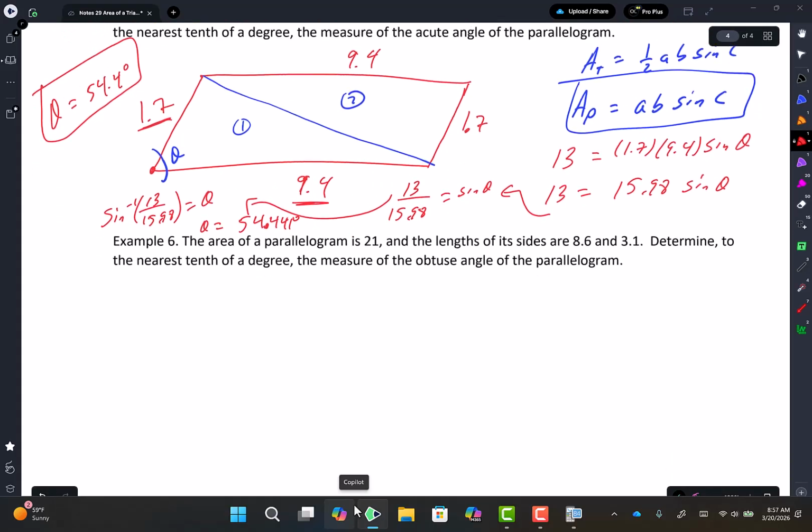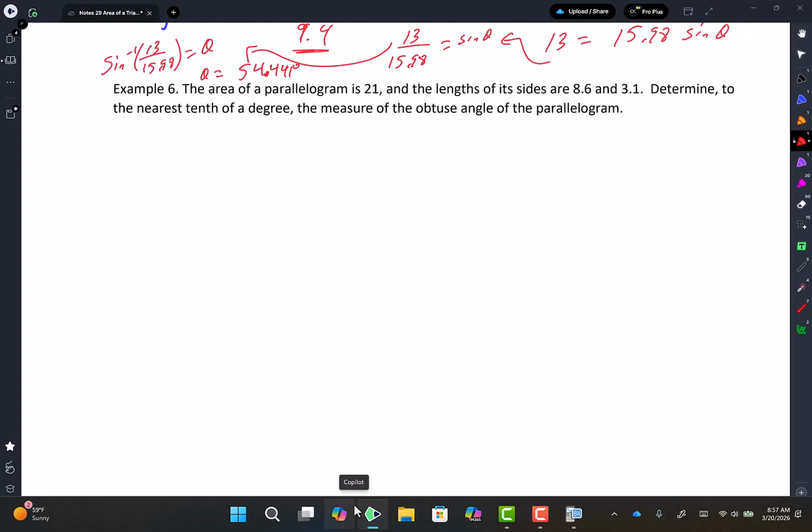Okay, one last one. Here's our last one, and then we'll set you guys loose. So you'll have an hour. The area of a parallelogram is 21, so we're still dealing with parallelograms. And the length of its sides are 8.6 and 3.1. Determine to the nearest tenth of a degree the measure of the obtuse, underline the word obtuse, angle of the parallelogram. All right.